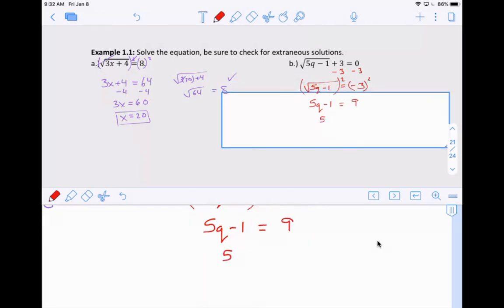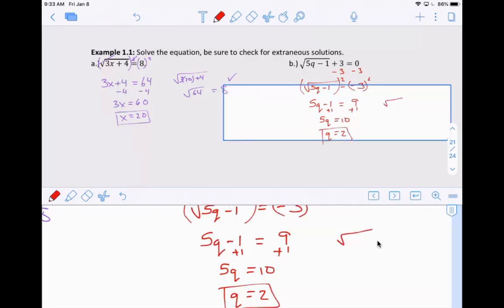Go ahead and plug that in. I'm sorry, not plug that in. Add 1 to the other side. We get 10. Divide by 5. We get 2. Our answer would be 2. But let's go ahead and double check that real fast. Let's do square root of 5 times 2 minus 1, plus 3 equals. That would be 10 minus 1, which is 9.